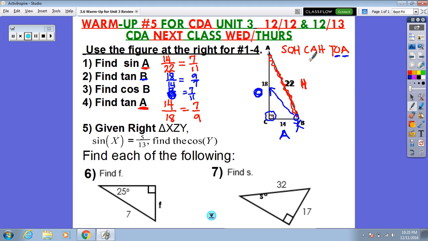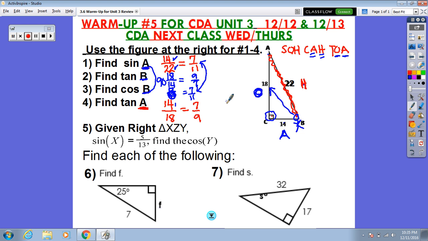And we can verify that by finding adjacent over hypotenuse. So the adjacent side to B would be 14, which is what we see here. And the hypotenuse would be 22. So obviously when we simplify it, we're going to get 7 over 11. These two should be the same because the sine of A and the cosine of B are of the complementary angles.